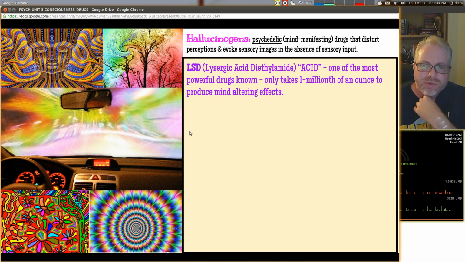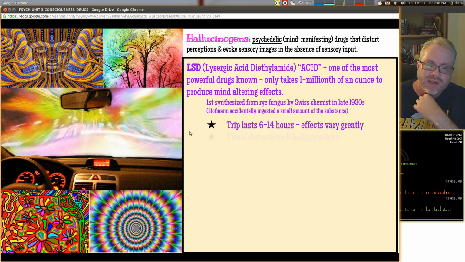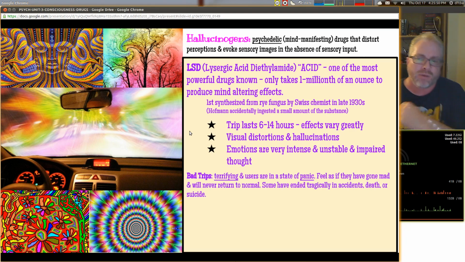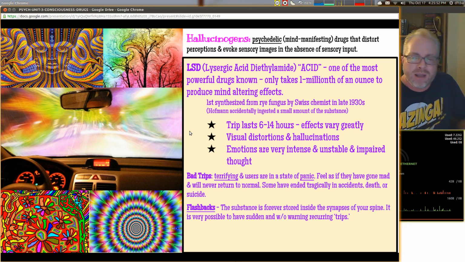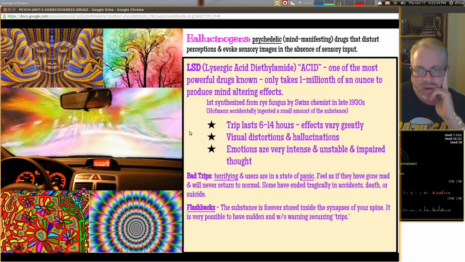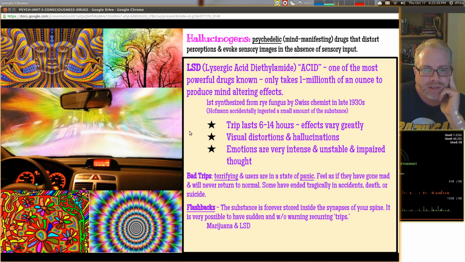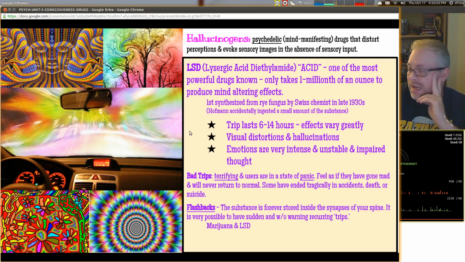It's one of the most powerful drugs known. It only takes 1/1,000,000th of an ounce to produce mind-altering effects. It was first synthesized from rye fungus by a Swiss chemist in the late 1930s. Hoffman was his name, and he accidentally ingested a little bit of this substance, and it can cause you severe issues. Trips can last from 6 to 14 hours, varying in great length.